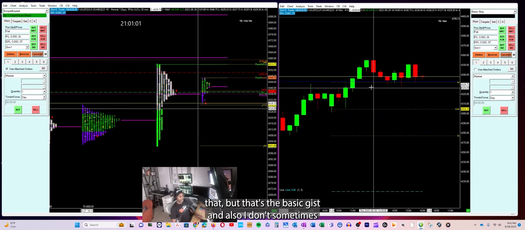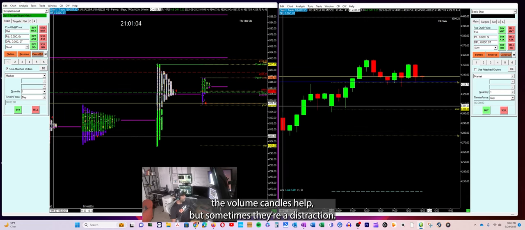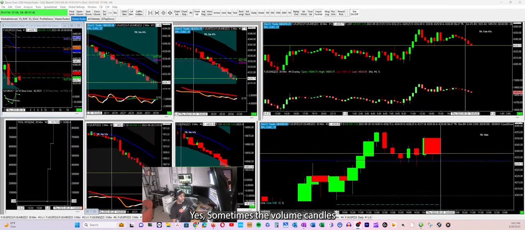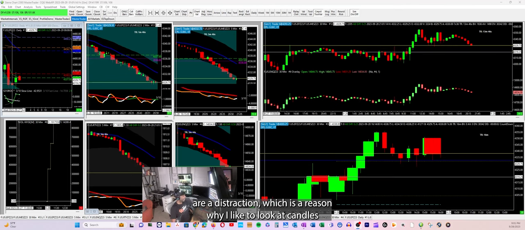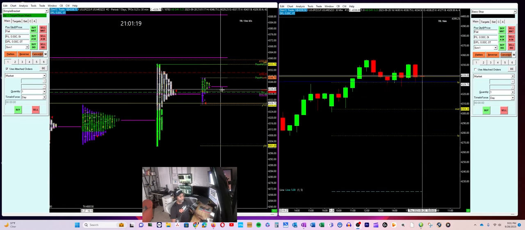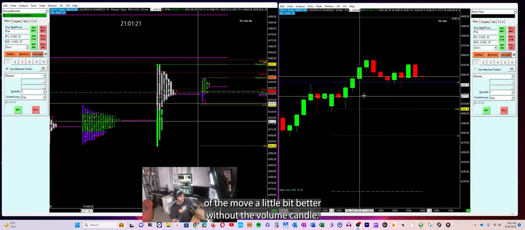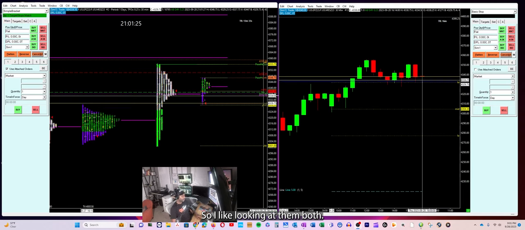And also, sometimes the volume candles help, but sometimes they're a distraction. So let me just bounce back to volume candles. Yeah, sometimes the volume candles are a distraction, which is the reason why I like to look at candles that don't have volume in them, because I can see the shape of the move a little bit better. So I like looking at them both.